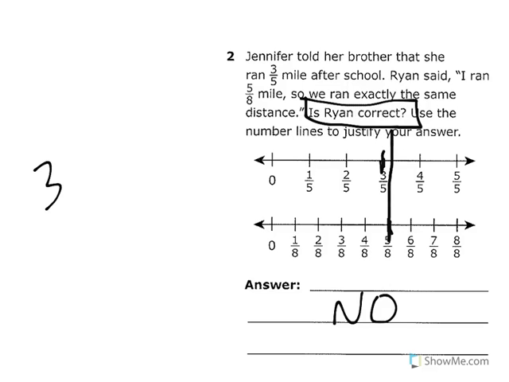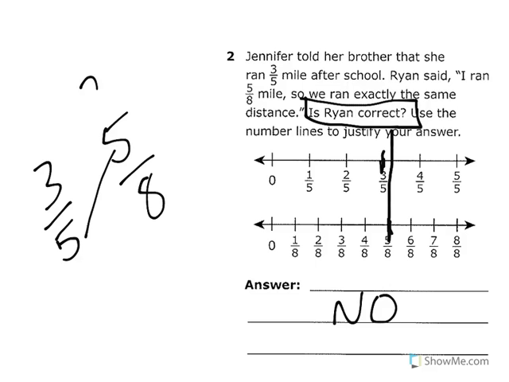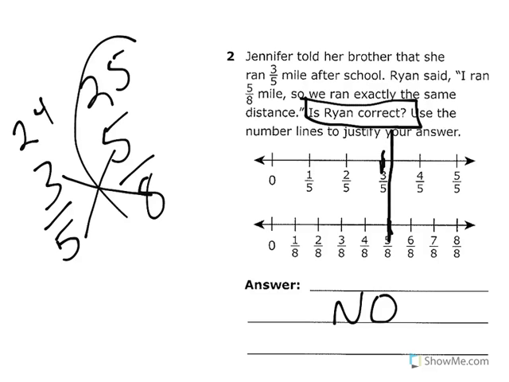So we go 3/5, and we're going to compare it to 5/8. If I'm cross multiplying, I'm going to cross multiply like this. That's 5 times 5 is 25. And then 8 times 3 is 24. So it looks like 5/8 is actually larger than 3/5. So no, it isn't, because 5/8 is a larger fraction. So that actually means that Ryan ran a little bit further than what his sister Jennifer did.